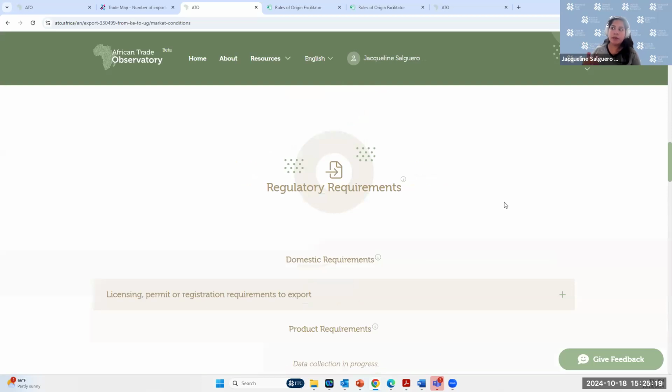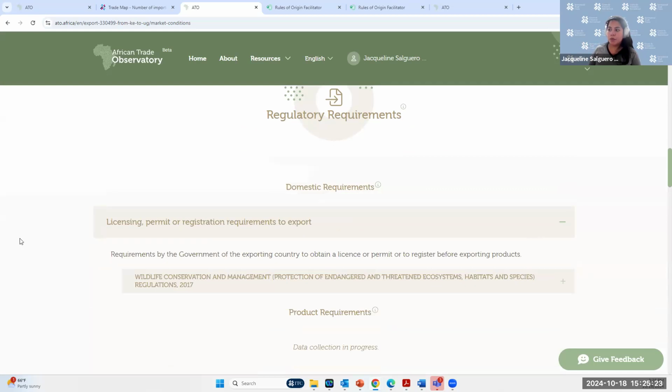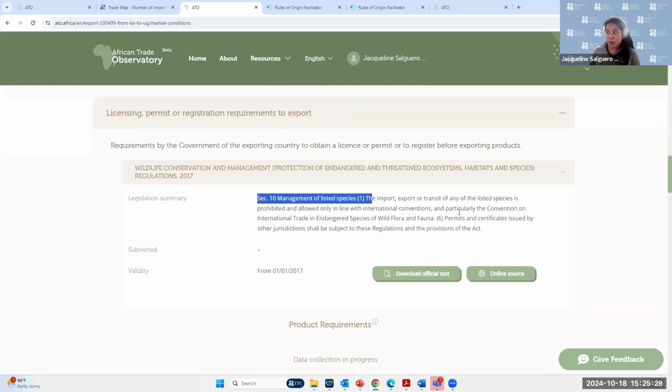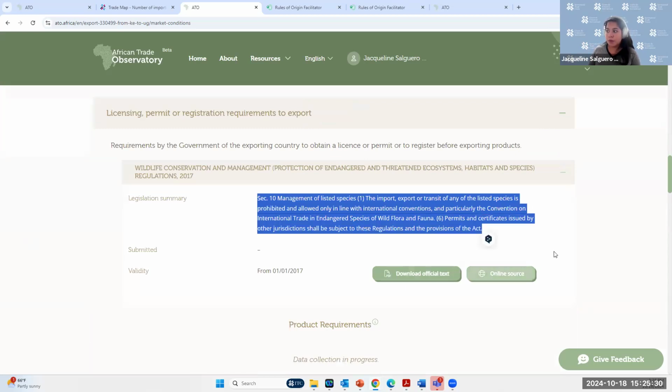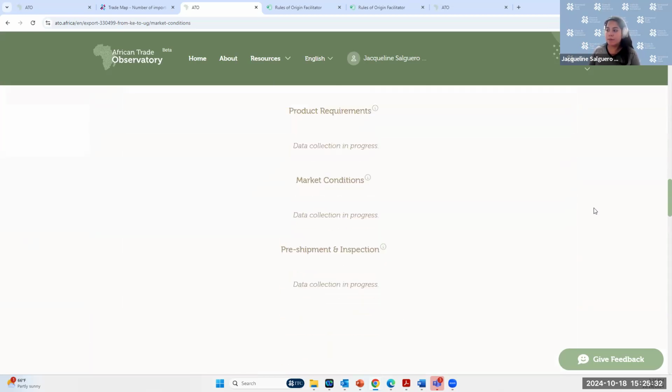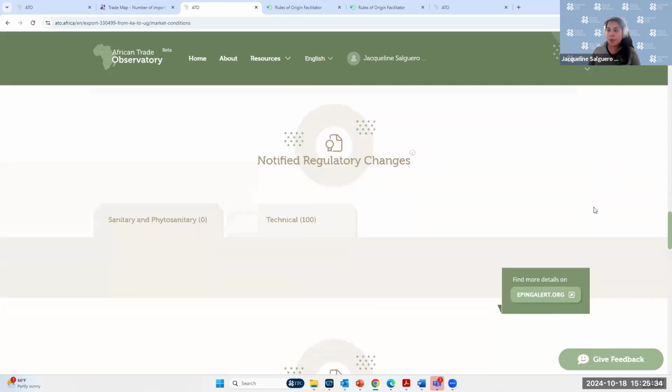And then you mentioned the regulatory requirements. So here we also have information. We tell you what type of regulatory requirement, and then the description of each of the laws. And then if you want, you can also see the source if you are interested. Then we also provide you with the regulatory information.